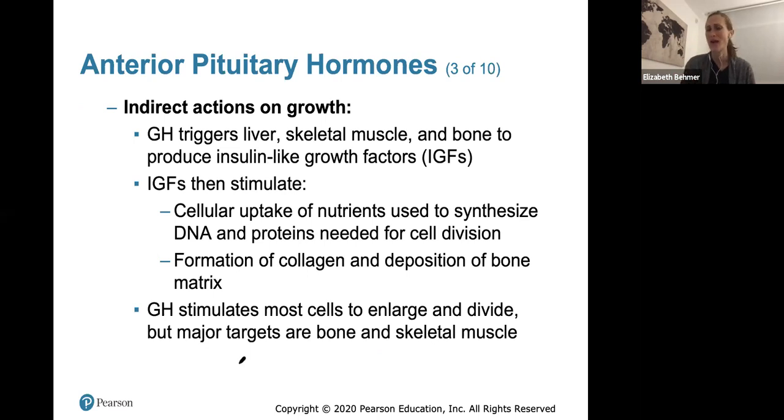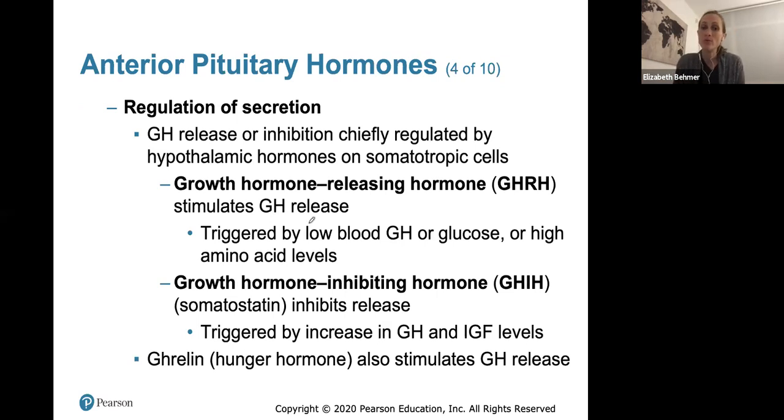So growth hormone will be very active during puberty. Growth hormone release or inhibition is regulated by hormones from the hypothalamus, so hypothalamic hormones. So we see an RH, a releasing hormone, and an IH, an inhibiting hormone. So we know that these hormones are being released from the hypothalamus to control the anterior pituitary to release growth hormone itself. So we have a growth hormone releasing hormone that stimulates growth hormone release, and a growth hormone inhibiting hormone that inhibits release. Growth hormone inhibiting hormone is also called somatostatin.